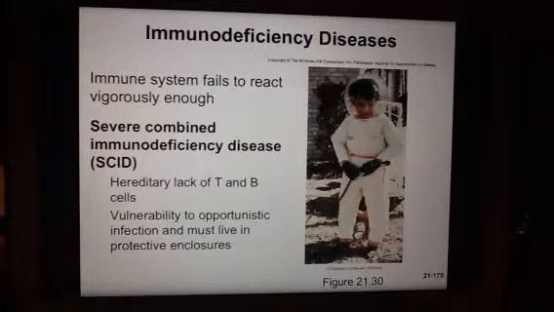So SCID is when there's a lack of T and B cells genetically, so you did not inherit enough. There's not directions to make enough T or B cells, and so this individual would be vulnerable to infection and would have to live in a protected enclosure.